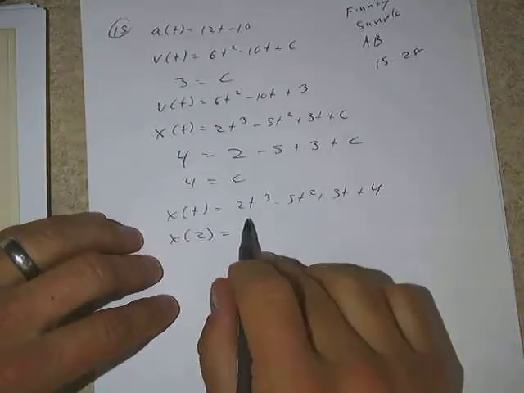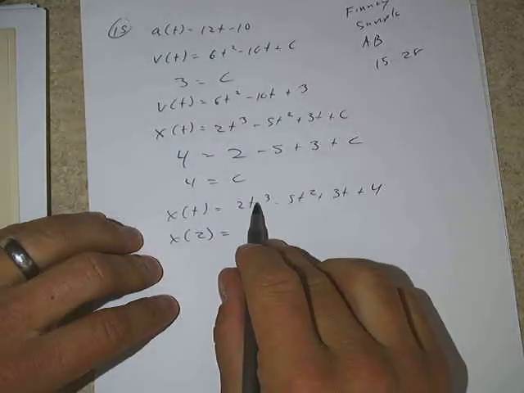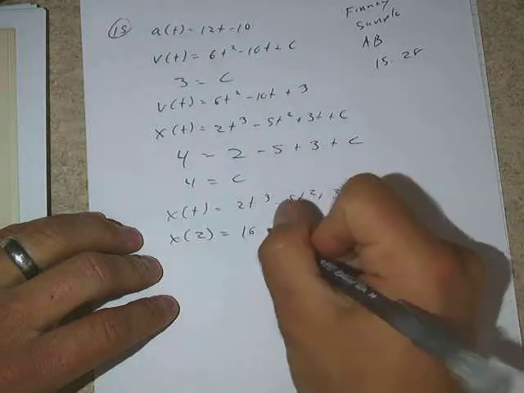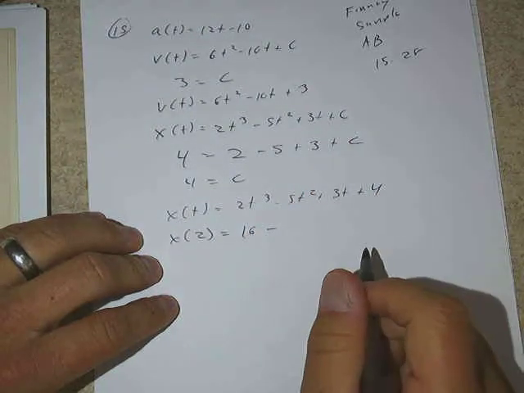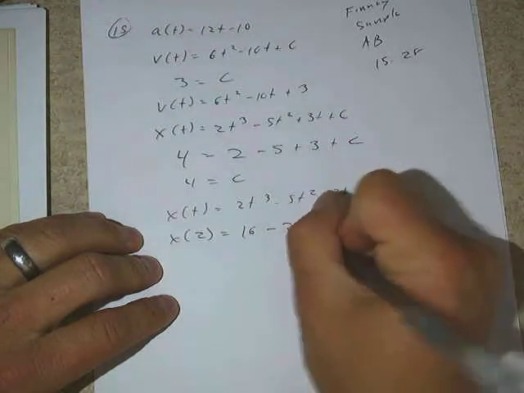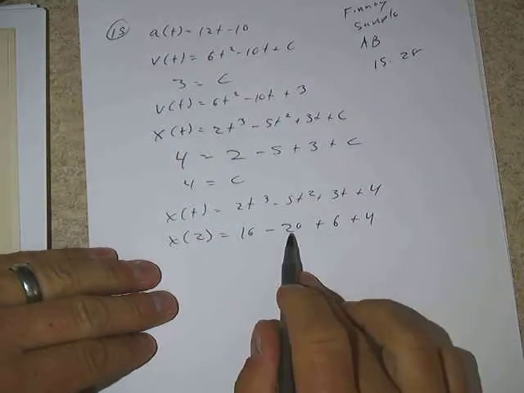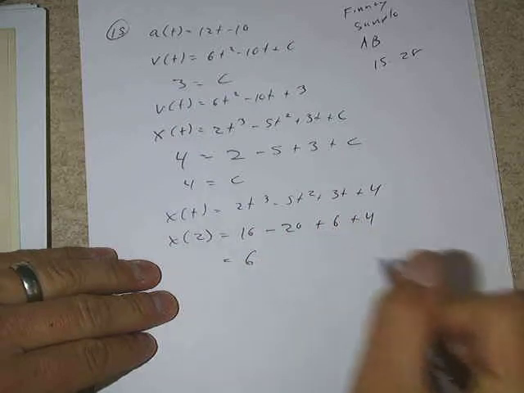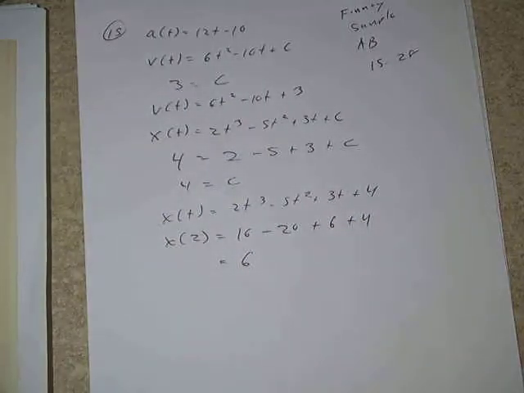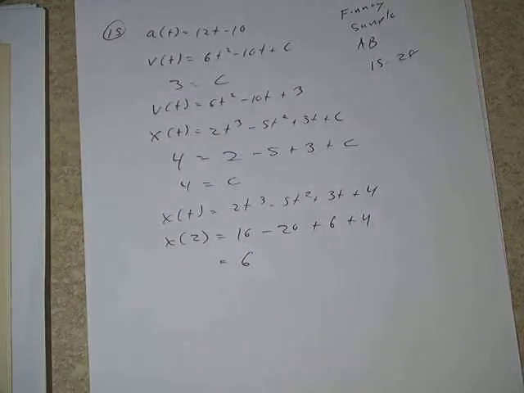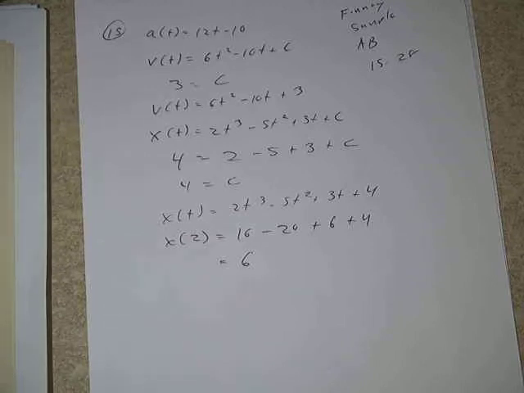And now we want the position at time 2. So putting a 2 in here gives us 8, 8 times 2 gives us 16. Putting a 2 in there gives us 4, 4 times 5 would be 20. Putting a 2 in here gives us 6. So we'd ultimately have a final answer of 6. And that'll do it.